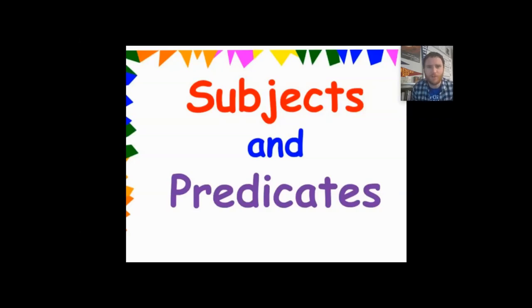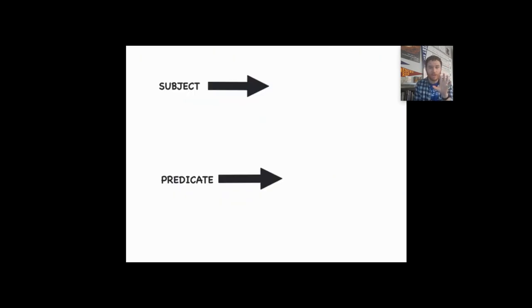Hey, it's Mr. Spencer. We're going over simple subjects and simple predicates today, all right? This can be tricky. Let's make sure we understand the differences. So you know what a noun is, you know what a verb is. Well, now we need to say you could have multiple nouns in a subject. You could have multiple verbs in a predicate.